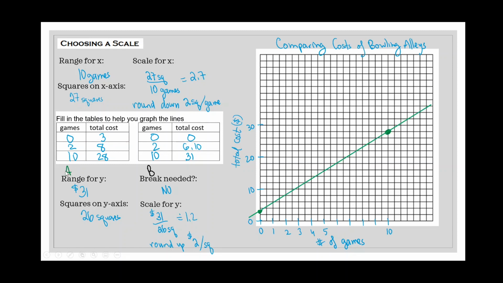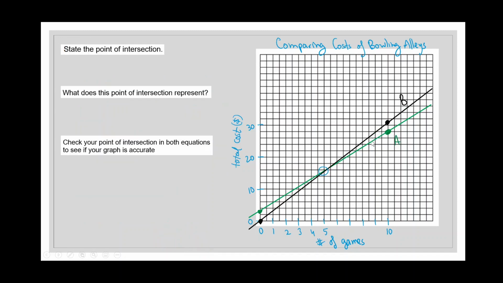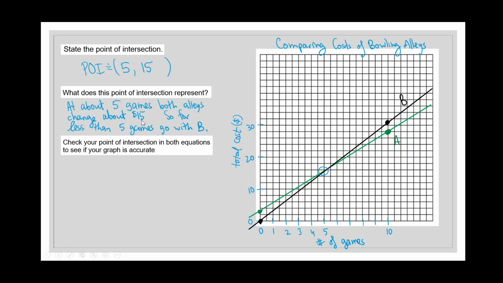Plotting A's, alley A with green, and plotting B with black. Then we're going to look at this point of intersection. We can estimate it to be at 5 games. It is about maybe $15. So at about 5 games, both alleys charge about $15.